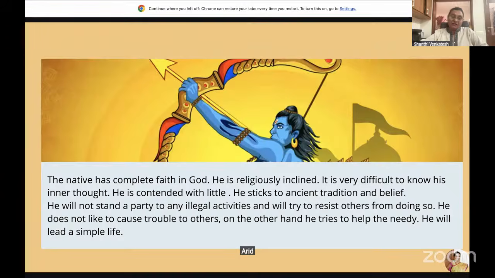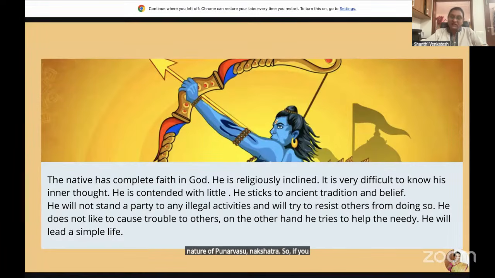Aridra is a nakshatra of destruction and storm, and the next nakshatra that comes is Punarvasu, which signifies the return of light. That means there is renewal, rejuvenation, restoration. So the storm has passed, now life must begin. That is the nature of Punarvasu Nakshatra.